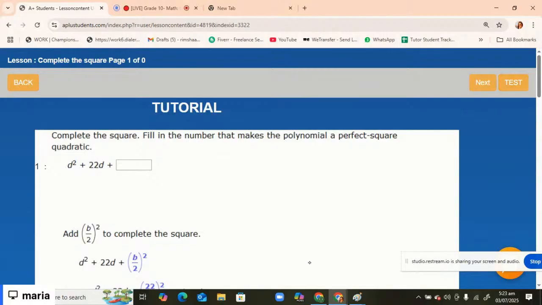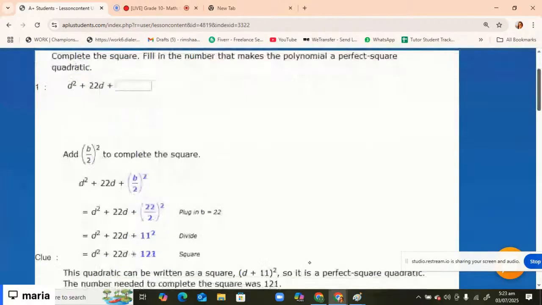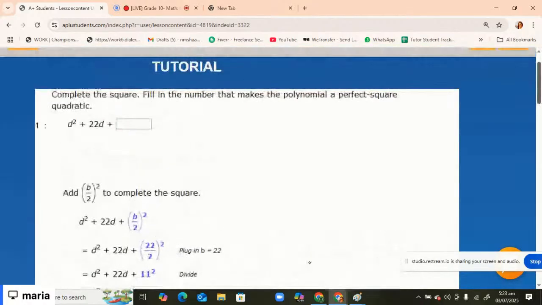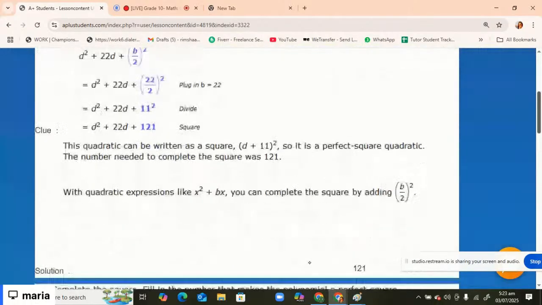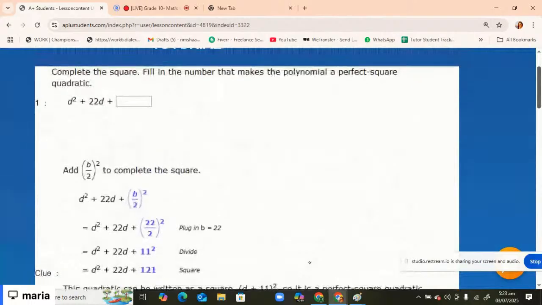What is a here? This is the d square term. What is b here? The 22d term. Okay, so we're dividing b over 2 and then taking the square. So b is 22 over 2, then taking the square, and in this way this should be completing the square.